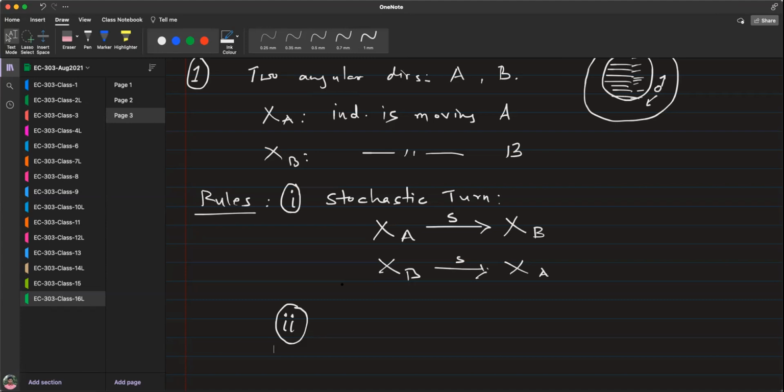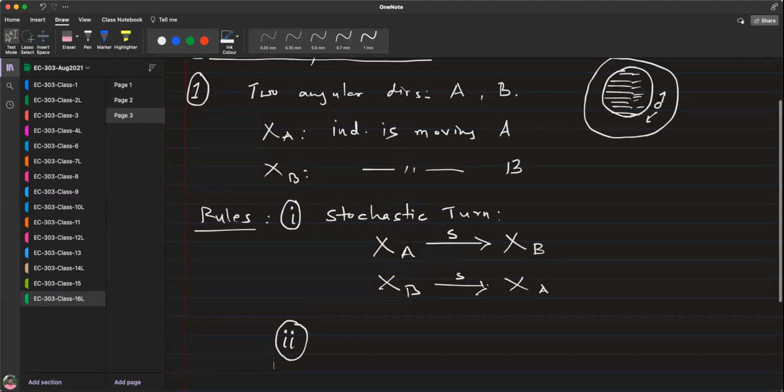What that would mean is that an individual going in the direction A, okay, and see how many.